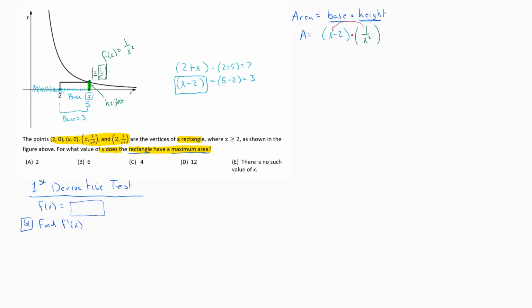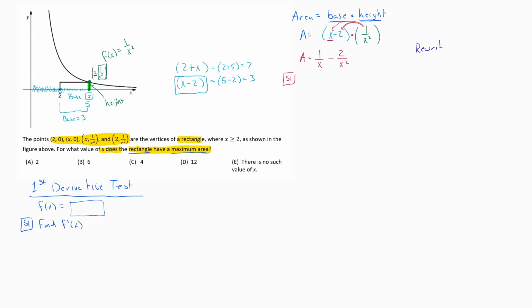So if I distribute this 1 over x squared into here, I end up with a formula, x times 1 over x squared. The x on top here would cancel out one of the x's on bottom, and I would be left with 1 over x. Then multiplying negative 2 by 1 over x squared, I would get negative 2 over x squared. So there's my starting equation, and now I need to find the derivative of it. Well, looking at that, what I first also need to do is look for rewrites.